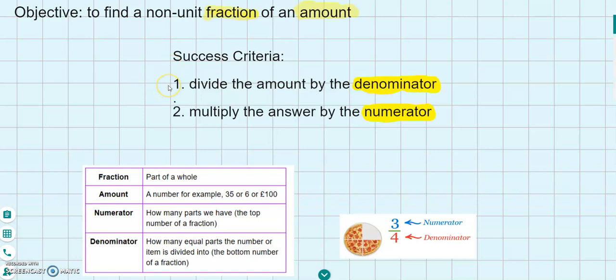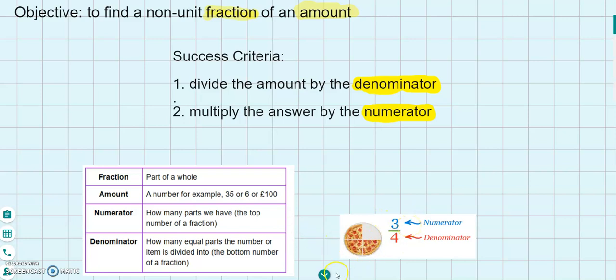Our first success criteria, first step to success, is divide the amount by the denominator. So a denominator is how many equal parts the number or item is divided into. So that's the bottom number of a fraction. Our second step to success is to multiply the answer by the numerator. So a numerator is how many parts we have, so that's the top number of a fraction.